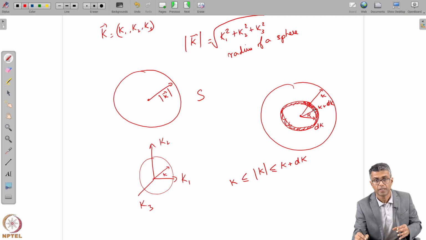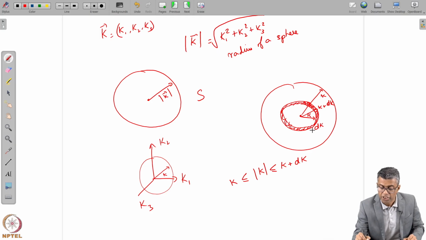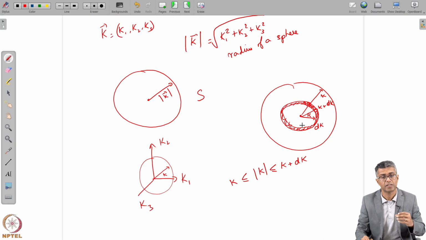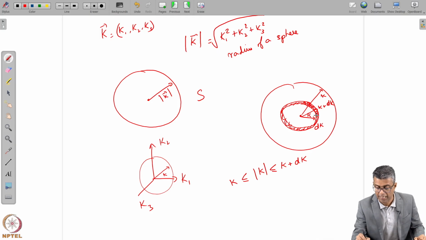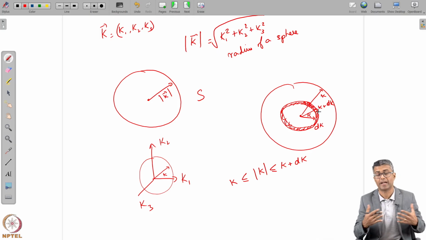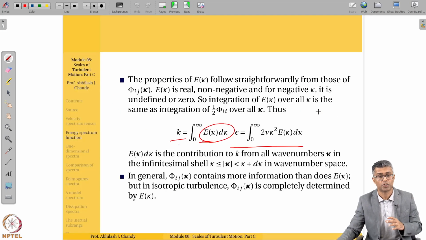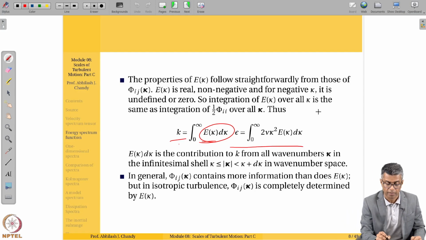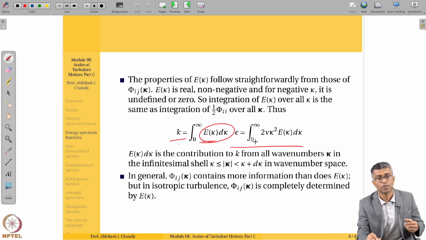So E of kappa is the contribution to the energy spectrum due to this particular shell with thickness d kappa, which has an inner radius kappa and an outer radius kappa plus d kappa. That is what is shown here. I hope this is clear, and I had explained it in the previous class. So that is your contribution to the energy spectrum function. If you integrate that energy spectrum function over all the shells, you get your turbulent kinetic energy. And your dissipation is the same thing, 2 nu kappa squared E of kappa d kappa.